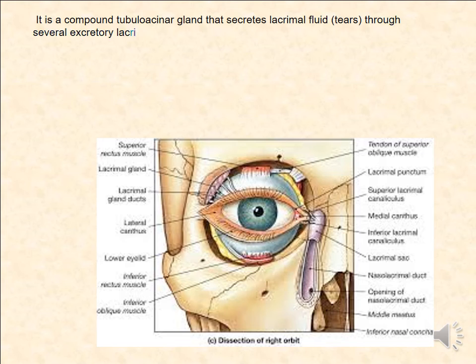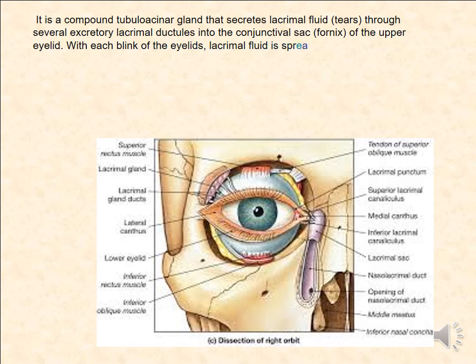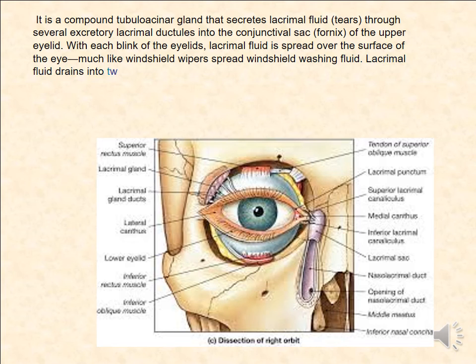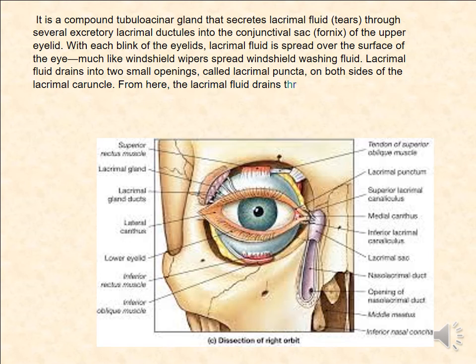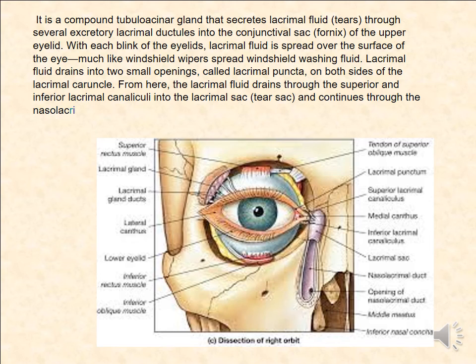It is a compound tubuloacinar gland that secretes lacrimal fluid as tears through several excretory lacrimal ductules into the conjunctival sac formed by the upper eyelid. With each blink of the eyelid, lacrimal fluid is spread over the surface of the eye, much like a windshield wiper spreads windshield washing fluid.